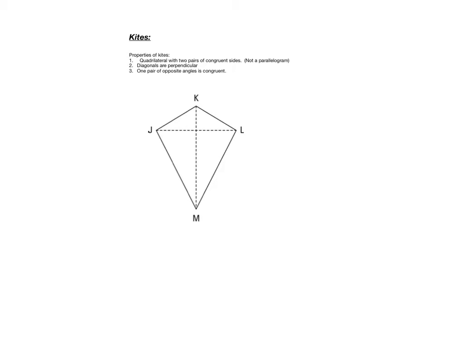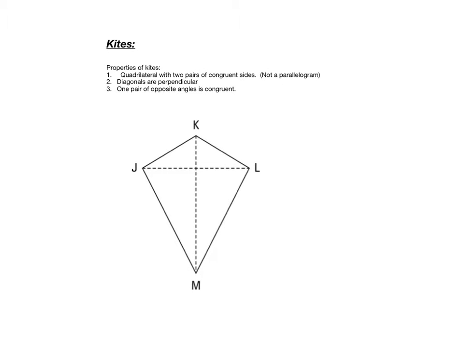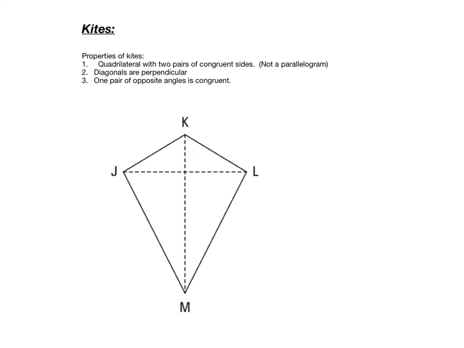Okay, let's do some quick notes here about kites, and you probably know what the shape of a kite looks like, generally speaking, because you've probably flown a kite at some point in your life as a child. But when we're talking about kites in geometry, there's a couple things we need to remember. The first thing is that it's a quadrilateral with two pairs of congruent sides.